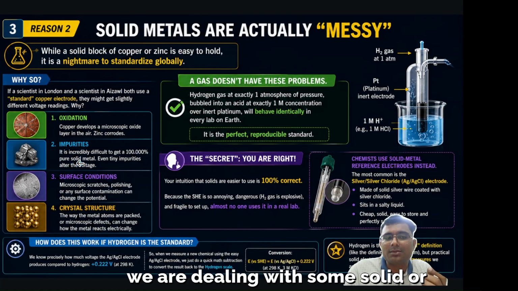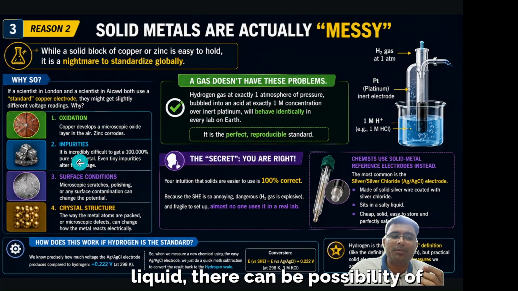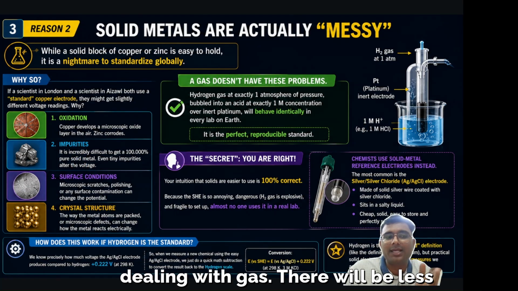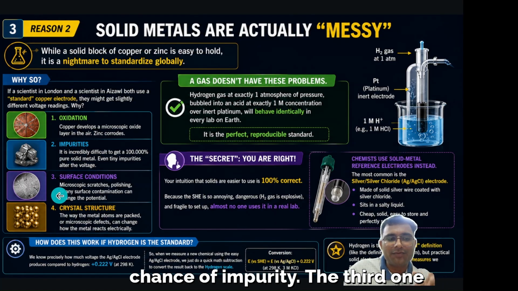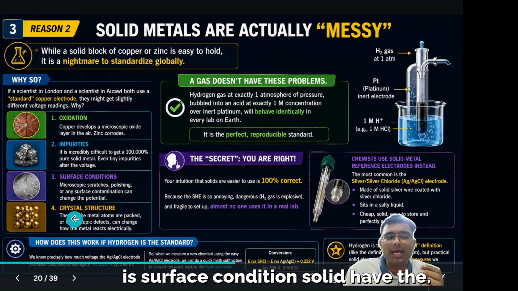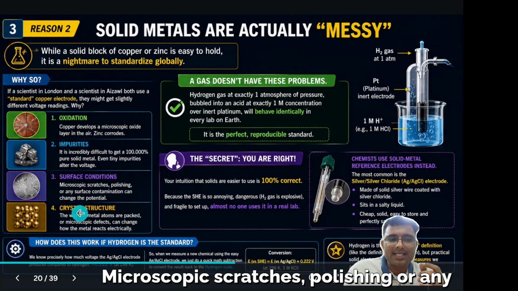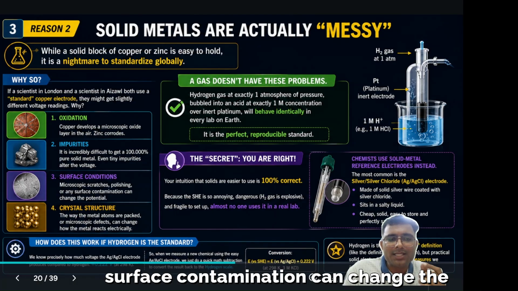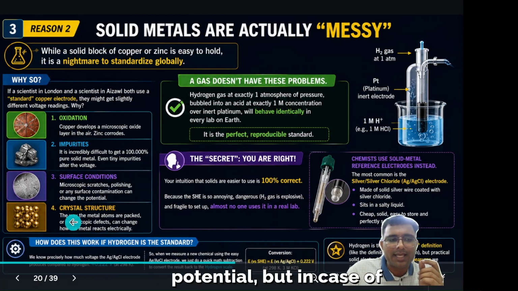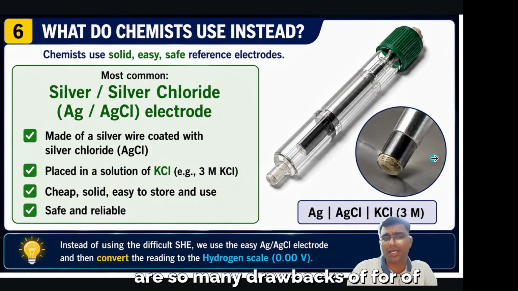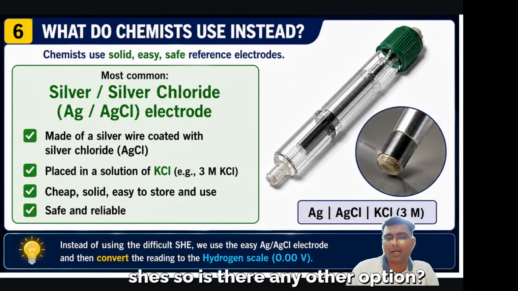If we are dealing with some solid or liquid, there is a possibility of having impurities. But if you are dealing with gas, there will be less chance of impurity. The third one is surface condition. Solids have microscopic scratches, polishing, or any surface contamination that can change the potential. But in case of gas, there is no such problem. Okay, there are so many drawbacks of SHE.